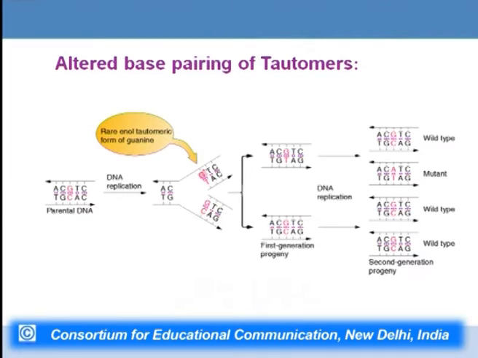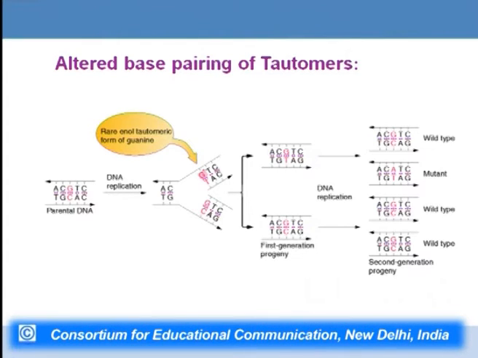So this panel shows how the occurrence of tautomeric bases can lead to a change in the information being carried by that molecule of DNA after replication has occurred. We see that in the parental DNA, the red marked bases are G and C. G pairs with C. During replication, C will pair with G. That is the normal condition. But if there is the rare enol tautomeric form of guanine, then it will not pair with C. It will not incorporate C. Instead, it will incorporate thymine. Whereas C, which is present in the normal tautomeric form, will incorporate a guanine residue against it.